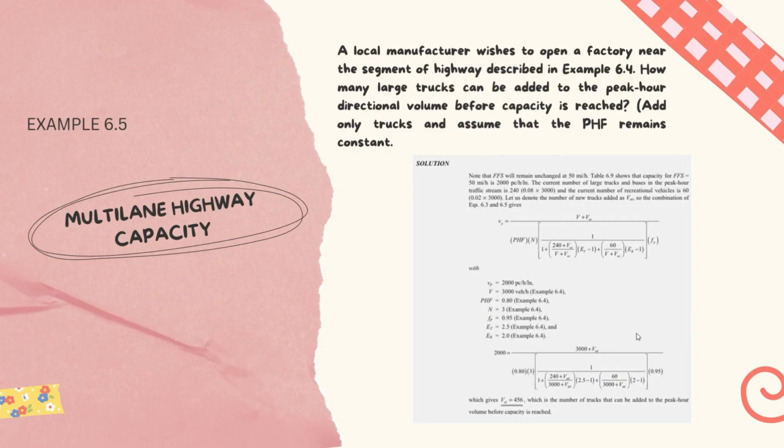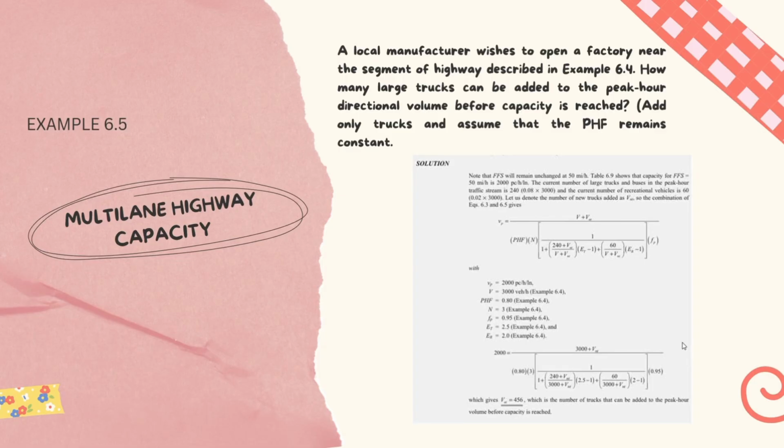So step 3 is to conclude. This gives us a practical limit for truck traffic to maintain efficient operation on that highway. So here it gives us 456, which is the number of trucks that can be added to the peak hour volume before capacity is reached.